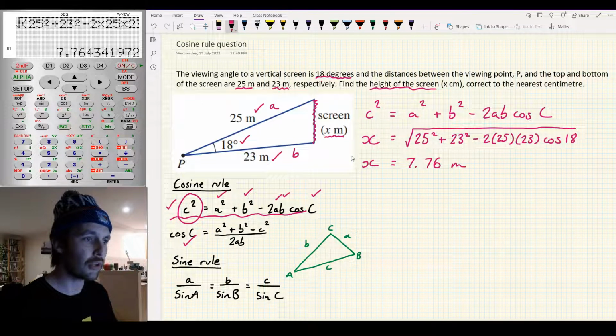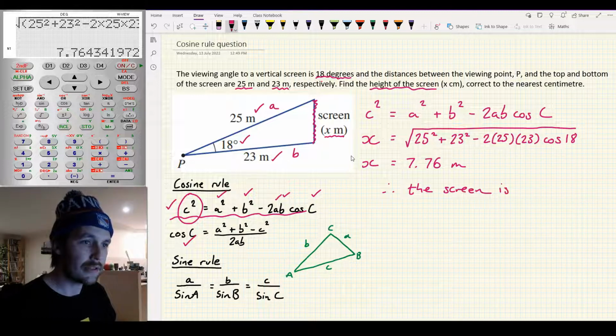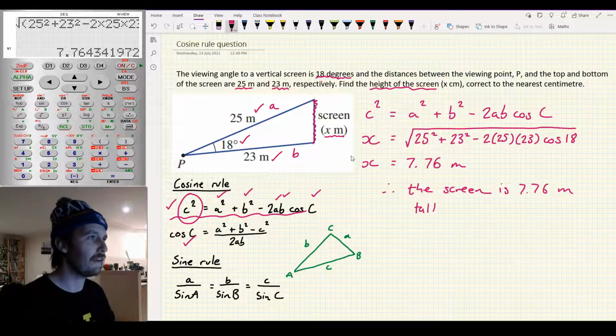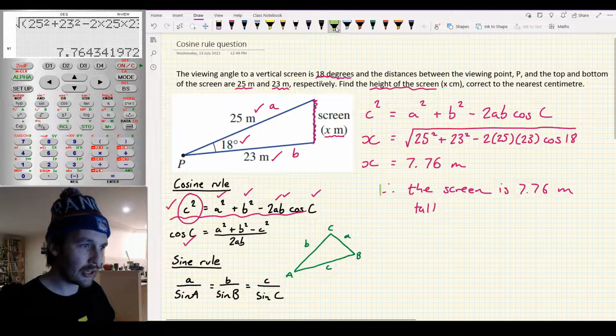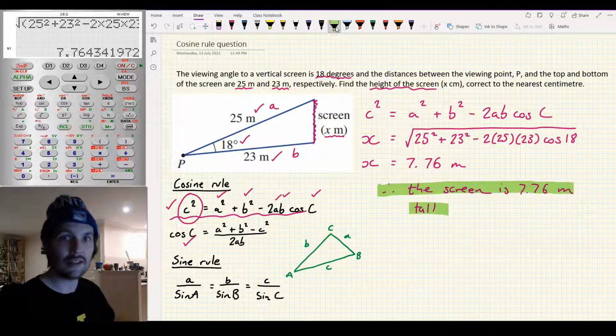meters for this one. Worded questions usually get worded answers, so I'm going to say, therefore, the screen is 7.76 meters tall. That's a fair enough way to say that that's the height of it, I think. And we're going to chuck a nice highlight through there to make it clear to the marker that that's your answer.